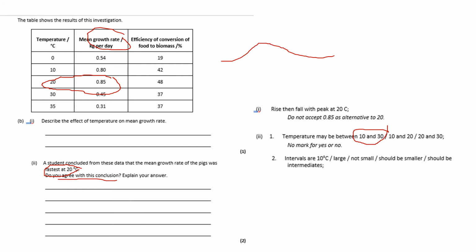You then obviously have to explain your answer. So you need to say it would have been better if the scientist had looked at smaller intervals. So the intervals of 10 degrees were too large. You can see that here. They should have done smaller intervals, or there should have been intermediate temperatures also tested.